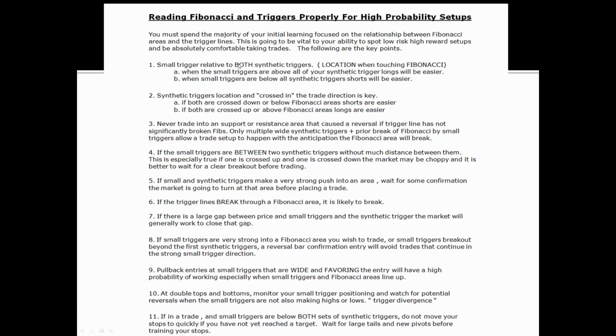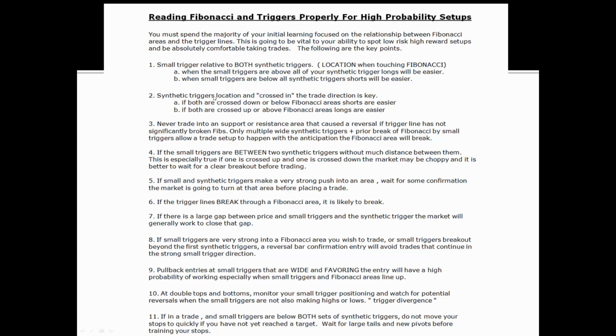Small triggers position relative to both of your synthetic triggers. So when you touch a Fibonacci, if your small triggers are above all of your synthetic triggers, longs will be easier. When your small triggers are below all of your synthetic triggers and you touch resistance, shorts are going to be easier.